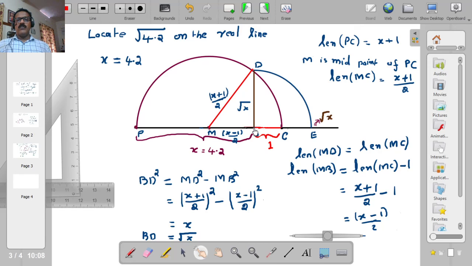Now we will be drawing a circle centered at point B and whose radius is equal to BD. So we have drawn a circle centered at B and radius equal to BD. This is the circle. This circle will meet this line. We will be extending this line segment PC.